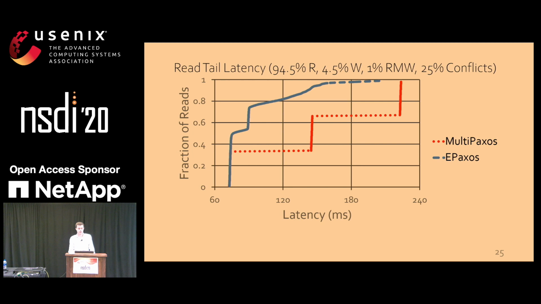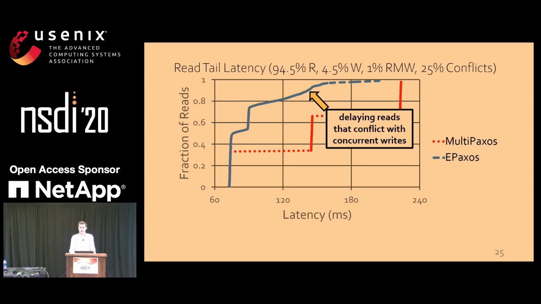In EPaxos, reads can commit in one wide area round trip from any replica to the nearest majority. However, reads cannot complete until they are executed, and EPaxos' execution algorithm blocks until concurrent conflicting operations have been executed. This results in increased read tail latency because some reads must wait for these conflicting operations to arrive from remote replicas and be executed.